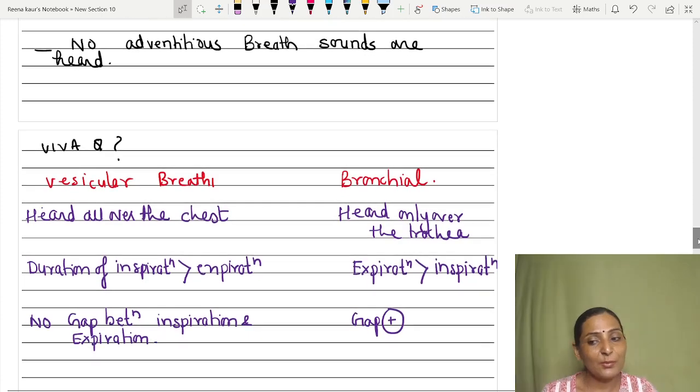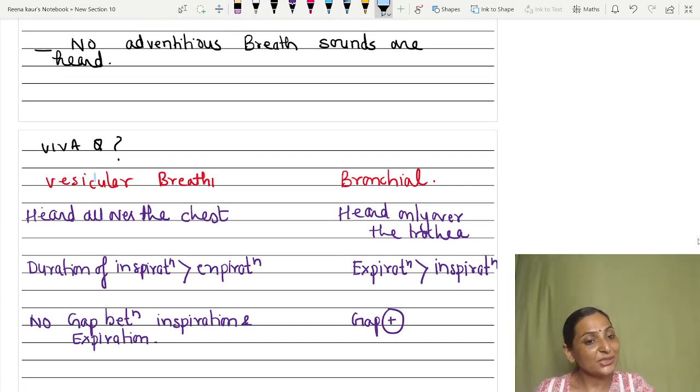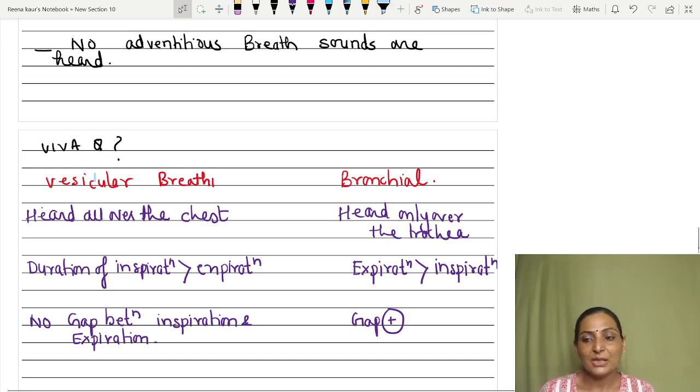An important viva question is the difference between vesicular and bronchial. You know that vesicular is heard all over the chest. The duration of inspiration is more than the duration of expiration, and there is no gap between inspiration and expiration. Bronchial is heard only over the trachea, where the duration of expiration is more than inspiration with a gap present between them. Right?